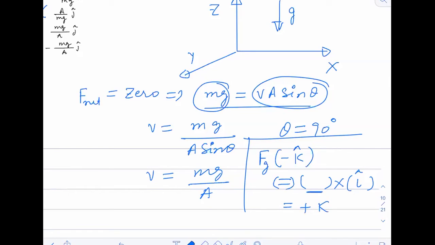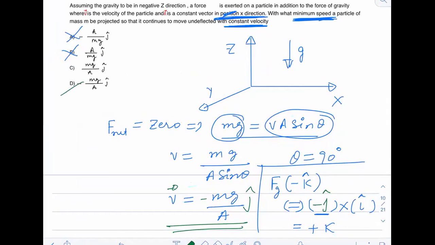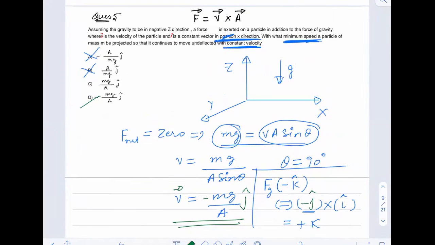What shall I write here? Minus j, correct. I should be writing here minus j cap. So this velocity vector should be in minus j cap direction. So which is the correct answer here? Option D. So just see this question once again, and I'm moving to the next question.